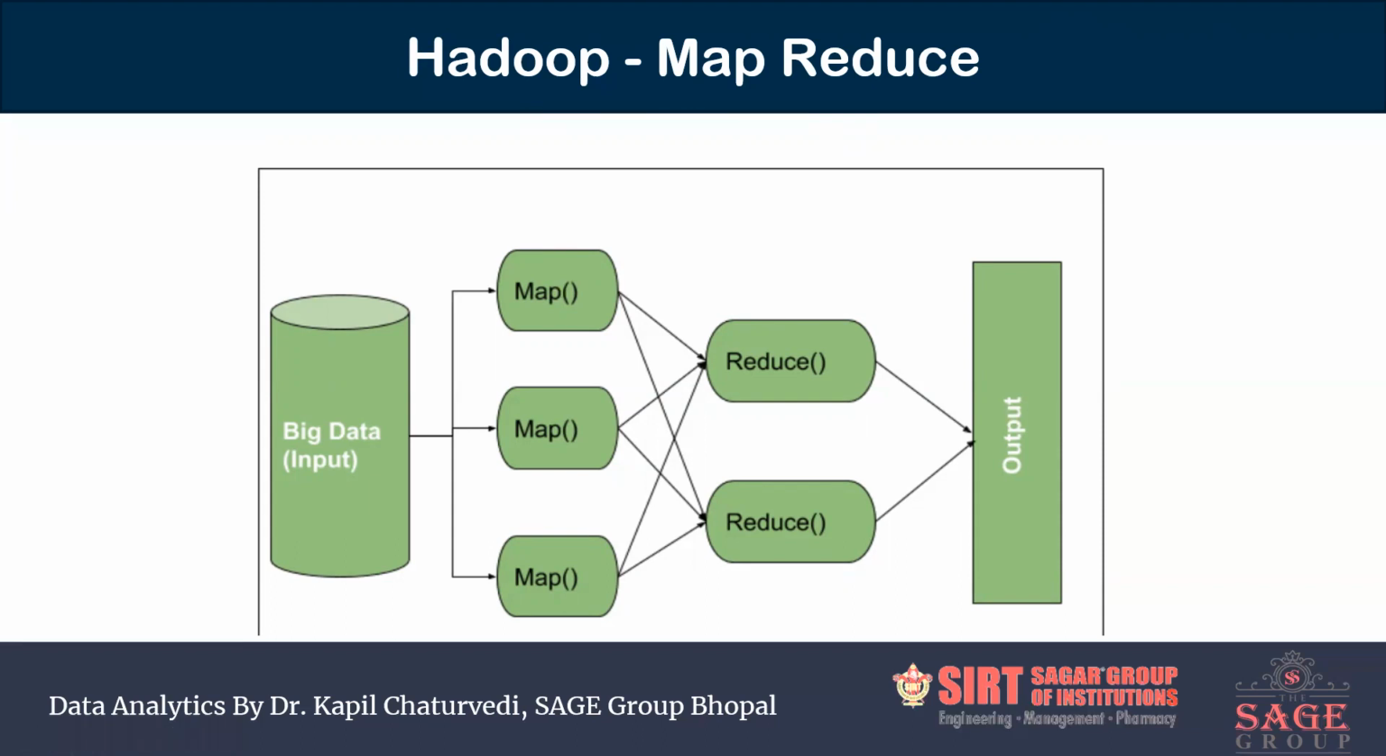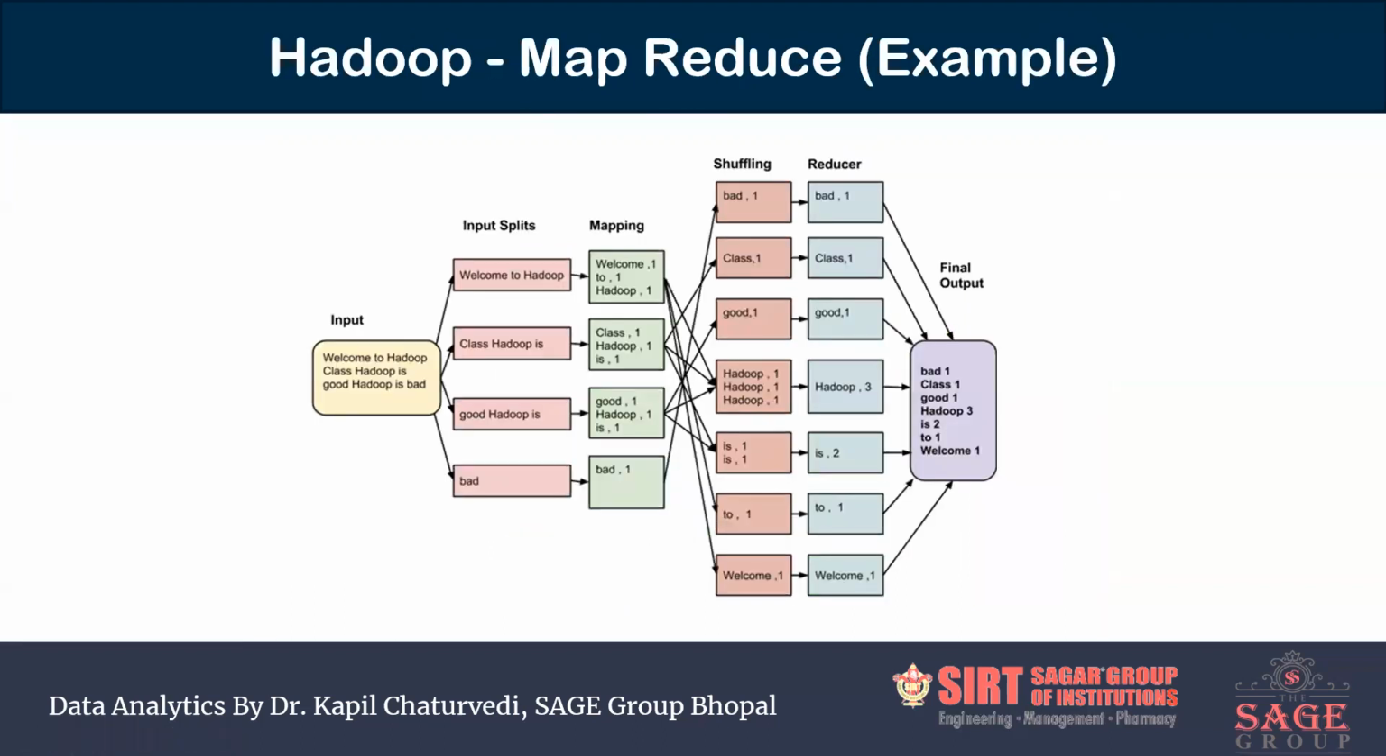To better understand that, we must discuss an example in which our target is to perform the word count operation over a paragraph. If we apply MapReduce, it means we have to apply mapping and reducing. So we use the following steps: input splits, mapping, shuffling, reducing, and final output.